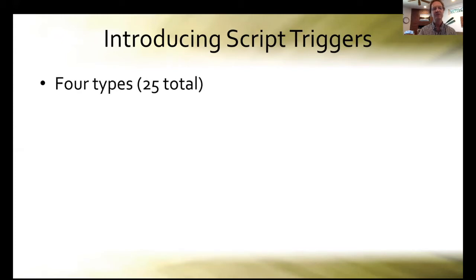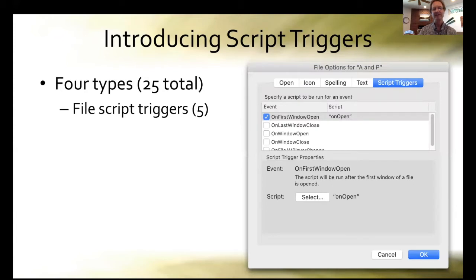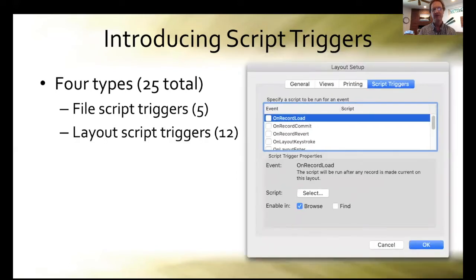There are 4 types of script triggers and 25 of them in all. 5 of them are what we call the file level script triggers. They're found in the file options dialog box pictured here. Things like on first window open or on last window close. Another 12 of them are the layout level script triggers. Now, these are found in the layout setup dialog box and obviously are particular to the specific layout in which you activate them.